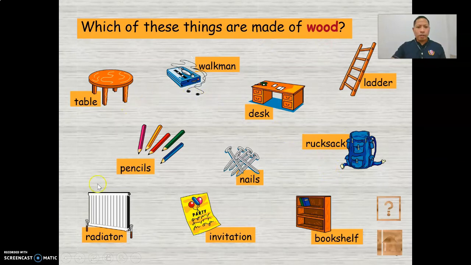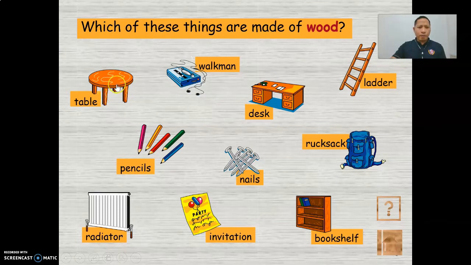So these are the objects, random objects, and we're going to find the object that is made of wood. Okay, are you ready? Okay, now. If you want to answer yes, raise your thumb. If it's wrong, do like this, okay? Wrong. Okay, ready? Let's go. How about this?